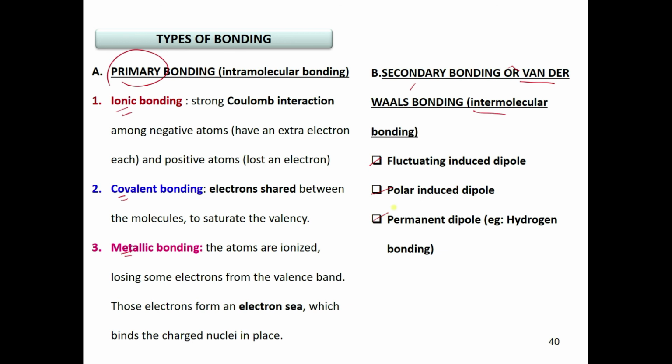For example, hydrogen bonding. Ionic bonding is due to the strong Coulomb interaction, where you have positive and negative charges between atoms. Whereas for covalent bonding, the key point is electrons shared between the atoms. The atoms share their electrons together to form the covalent bonding. Meanwhile, metallic bonding is formed between metal atoms, where the key point is the electron sea.